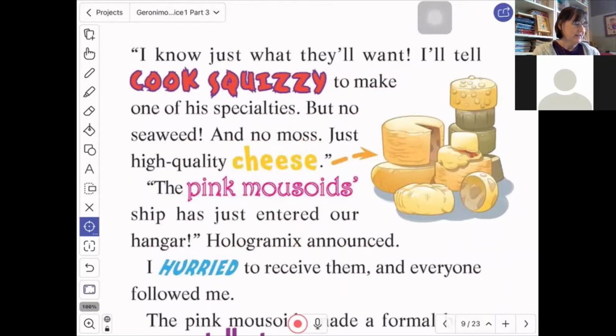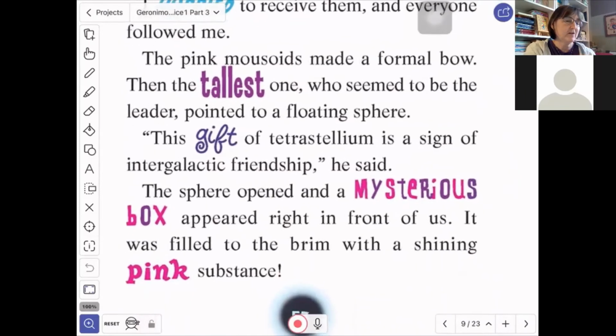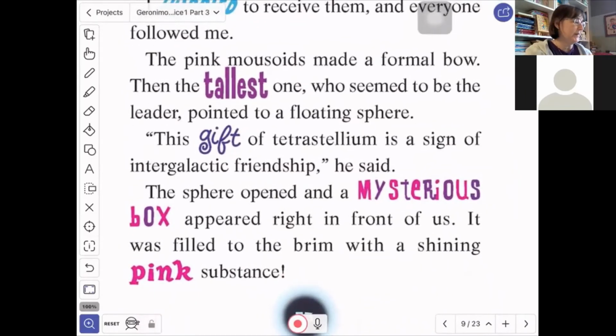So the hangar is the part of the spaceship where another ship can come in, kind of like a garage door opening up to let a car come into the garage. I hurried to receive them and everyone followed me. I don't know that I want to let that cook make a gift for people, but the pink mousoids made a formal bow. Okay, so that means they bowed very beautifully.